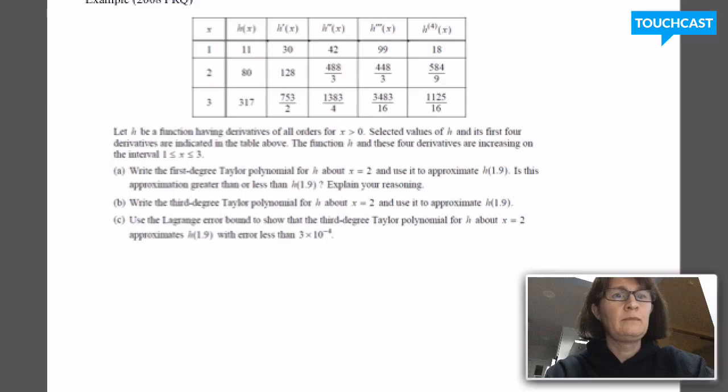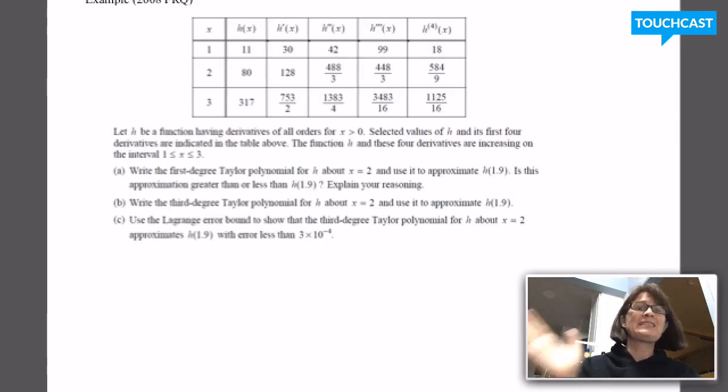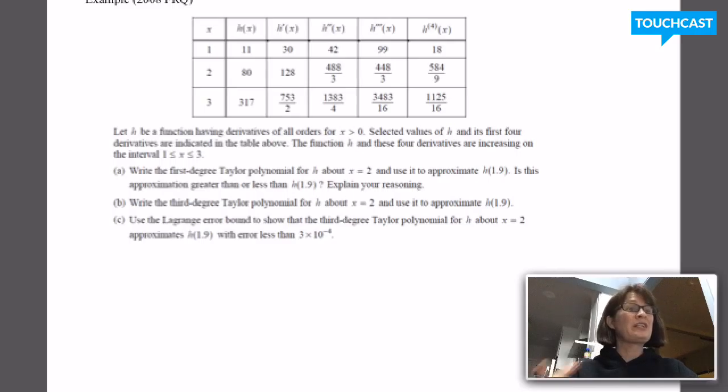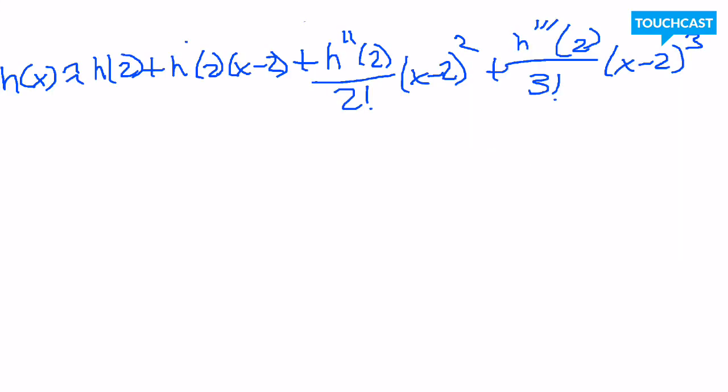All right, now they want me to write the third degree Taylor polynomial. So I'm going to go through that same process, that same pattern that I used to write my first degree, my 2-term Taylor polynomial. I'm going to take it up to 4 terms, or the third degree. And then I'm going to use it to approximate h of 1.9. All right, so here's what my polynomial is going to look like. You don't have to write out this step on the test, but I'm just going to show it so we understand where it comes from.